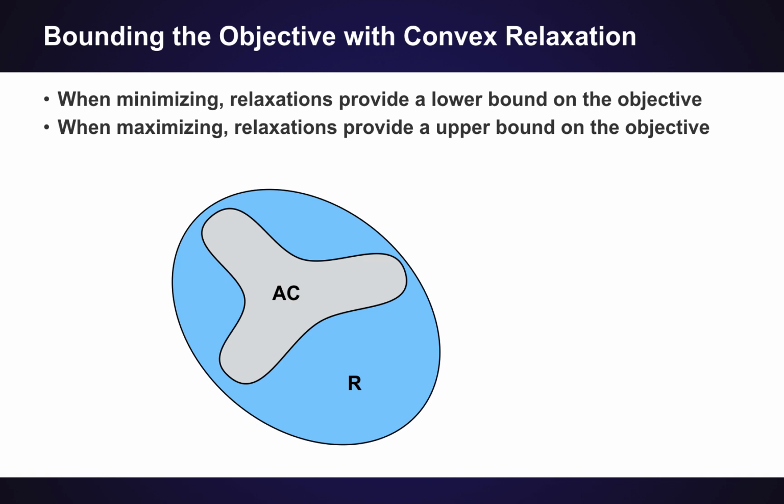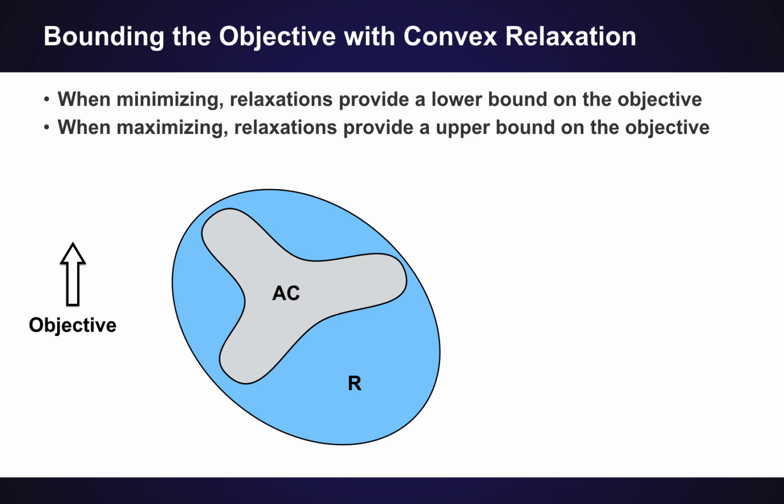And when you say a lower bound, when minimizing, you mean that you will get a lower objective value than you would if you were taking the true problem. Right, or lower or the same. The relaxation will always give you an optimistic value for what you could achieve under your original problem. So let's highlight this with an example.